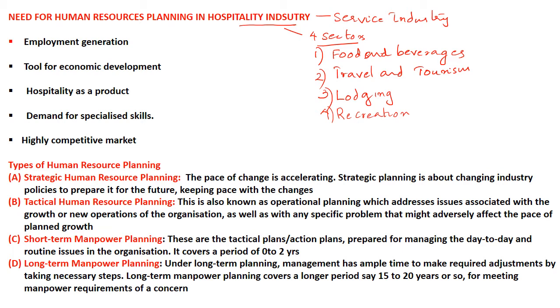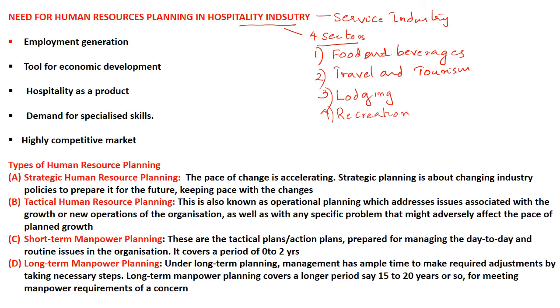For the day-to-day operations, it's known as operational planning, which addresses the issues associated with the growth or operation of the organization within a specific problem, for example, the current pandemic, how to handle the current pandemic. So in early 2020, the majority of organizations focused on tactical human resource planning. But when we reach 2021, we know that we have to focus on strategic human resource planning, right?